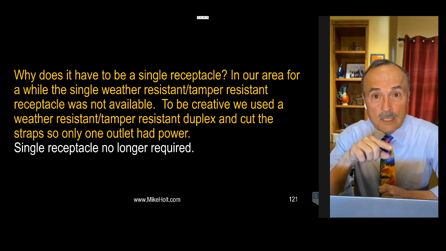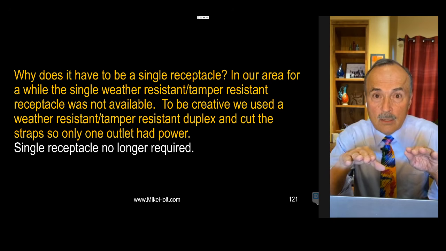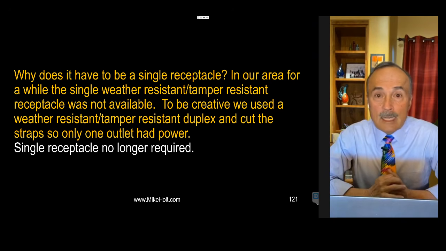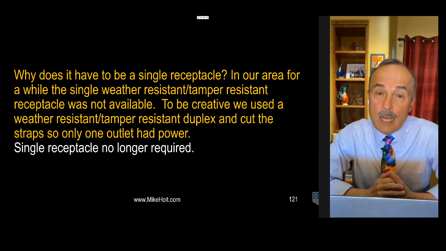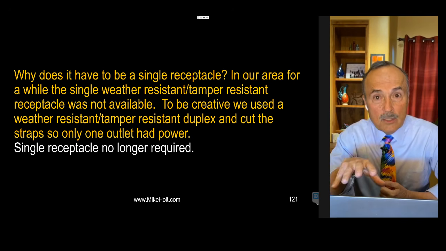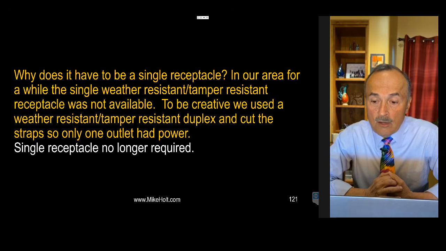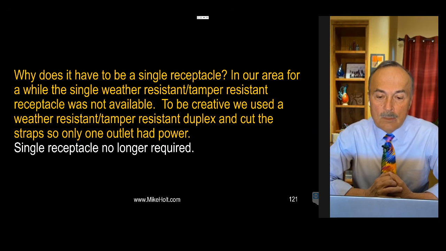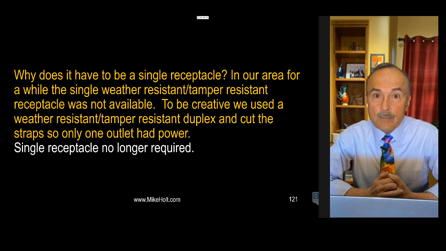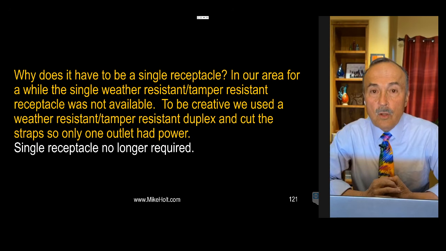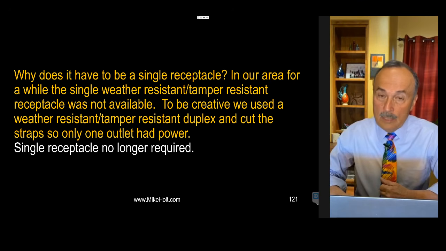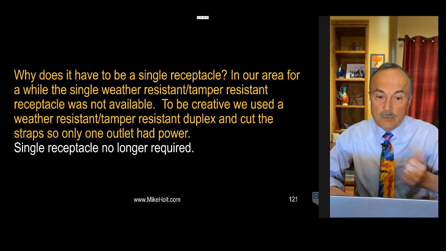So the code in the 17 code, as well as the 20 code, didn't make a change there, or they made a change in 17. It says that a single receptacle is not required. Well, that makes it a lot easier. Now, here's what this guy was having to do to make that compliance. He goes, in our area, for a while, the single weather-resistant, tamper-resistant receptacle is not available. To be creative, we used a weather-resistant, tamper-resistant duplex receptacle and cut the tab so only one outlet had power. Well, see, single receptacle is no longer required. So that solves that problem. The tamper resistant was removed, so that solves that problem.